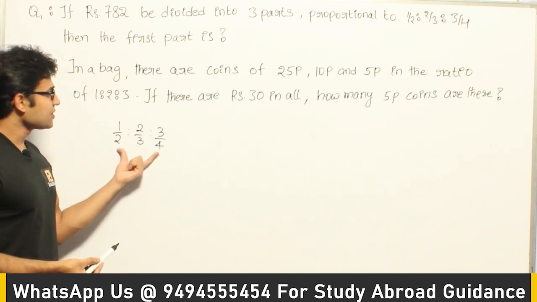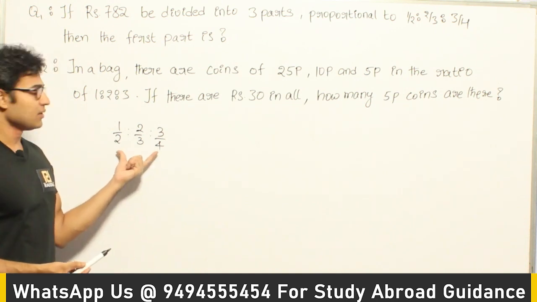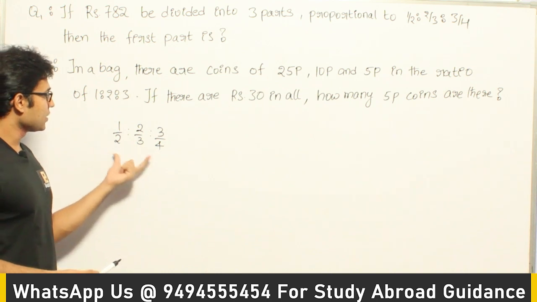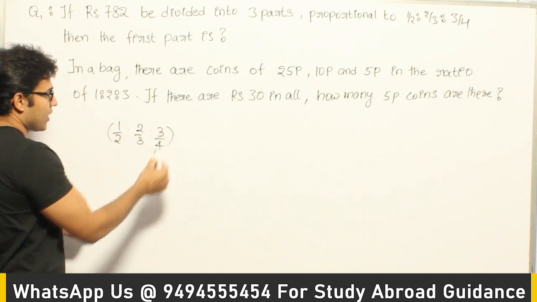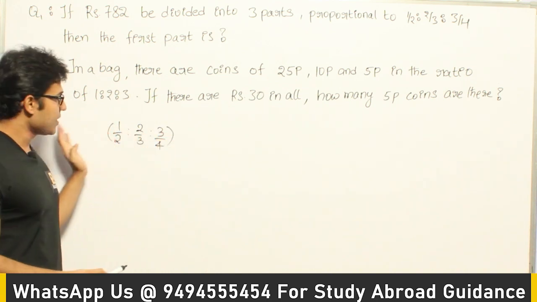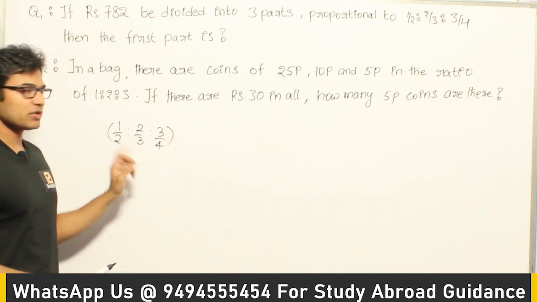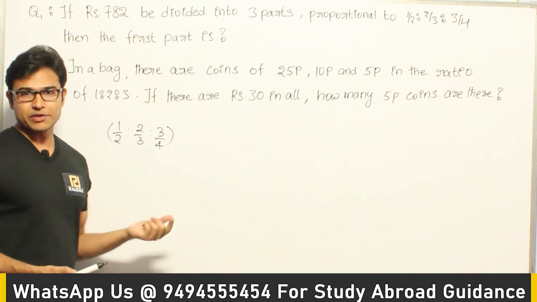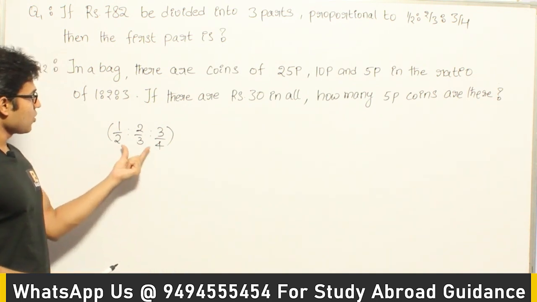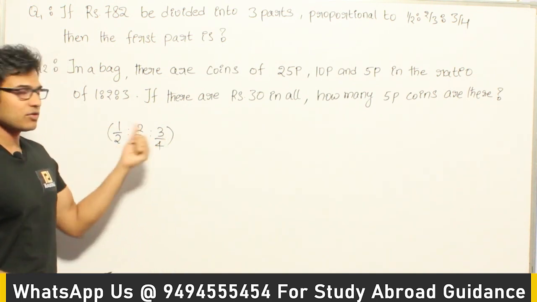Now the problem with this is we don't deal with the fractions, right? So how to convert? We can convert the fractions into normal numbers by multiplying all the 3 with some common multiple of 2, 3 and 4. I want to avoid the fraction, therefore I have to find a common multiple of 2, 3 and 4 and multiply it.